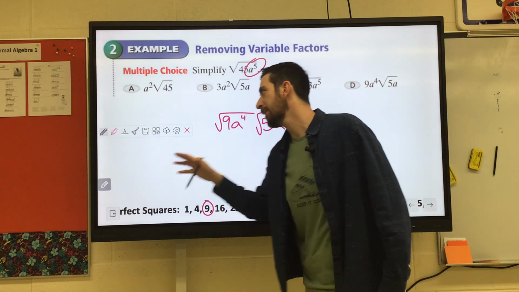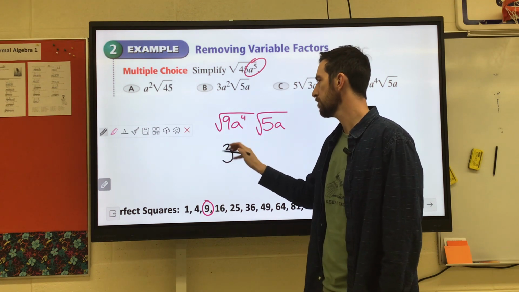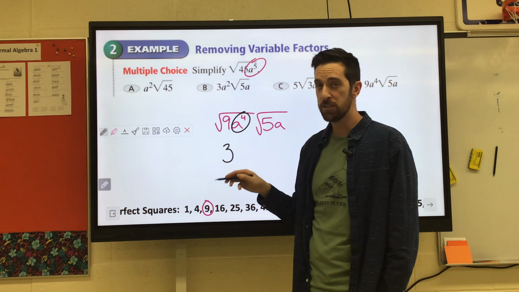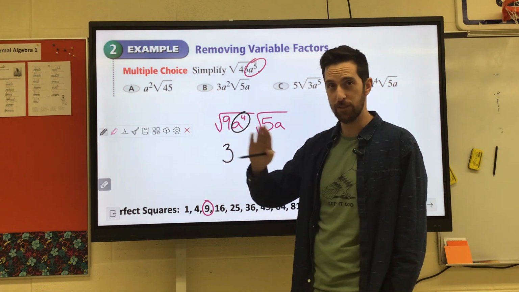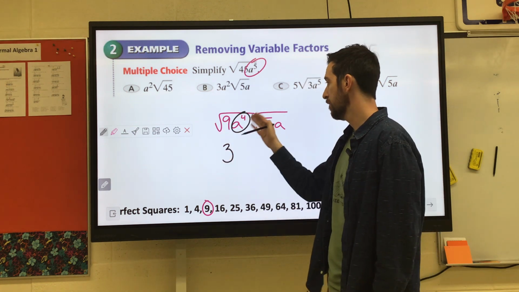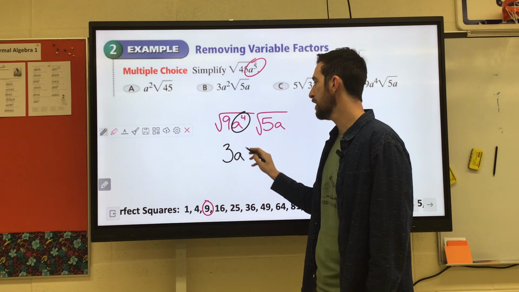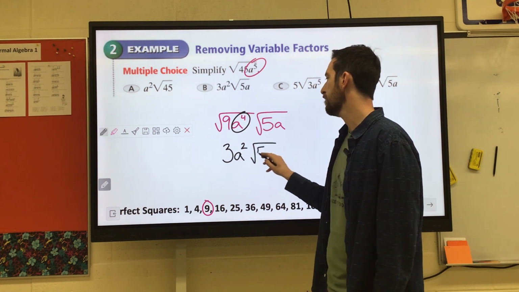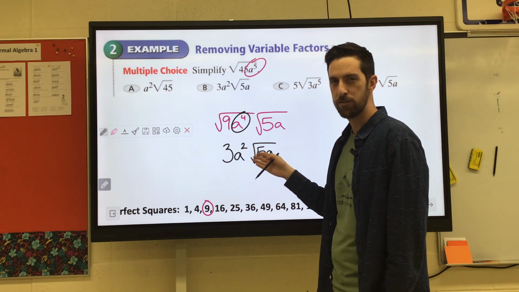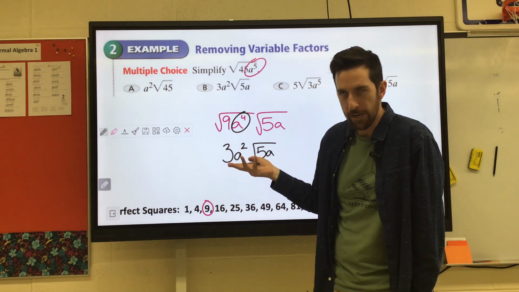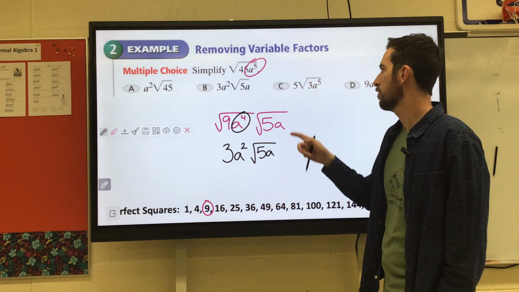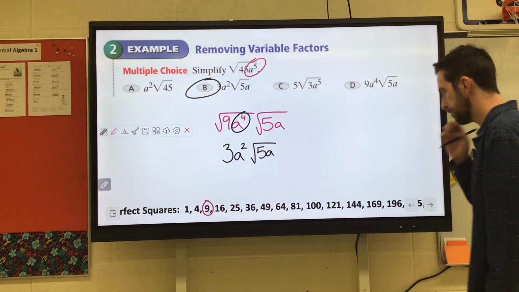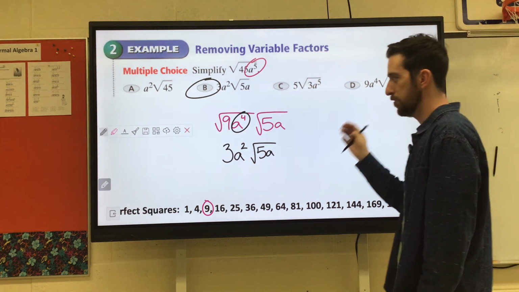So the square root of 9 normally is just 3. That's cool. When you square root something with an exponent, you just divide the exponent by 2. You take half of it. So half of 4 is 2. So that would be 3a squared. And then we have this root 5a. No more perfect squares in 5. No more perfect squares in a. So let's see. 3a squared root 5a would be option B. Let's do more of those.